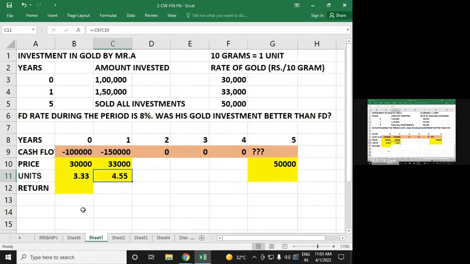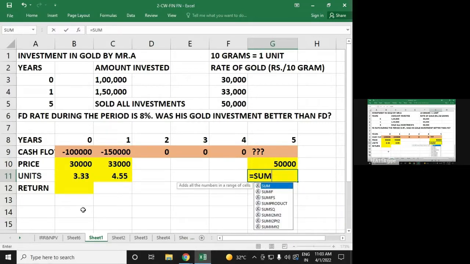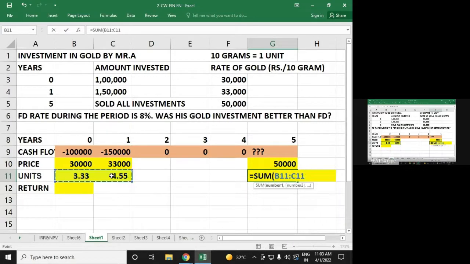Same formula you copy next year. 0 year में आपको 3.3 यूनिट्स मिले और year 1 में आपको और 4.55 यूनिट्स मिले. So in the 5th year, how many units will you sell? Sum of these. So for sum, you can add the two cells or you can use the sum function as shown. So 7.88 units you are going to sell.